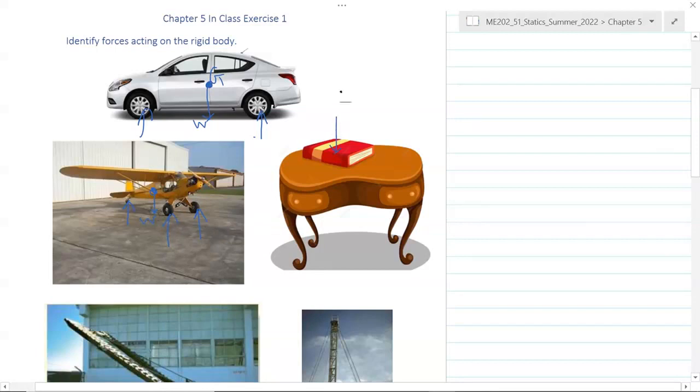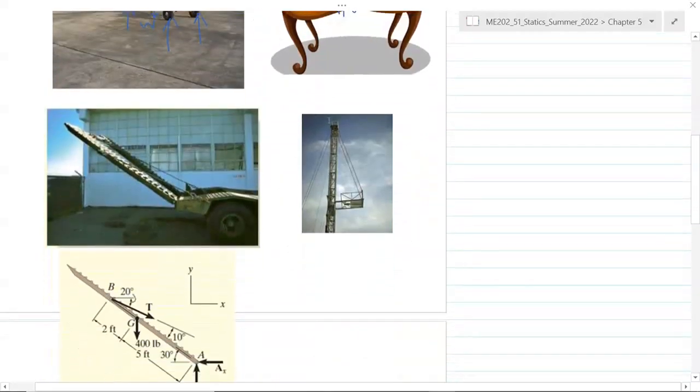For this book, the weight of the book acts downward, but then there is normal force acting from the table in the upward direction that prevents the book from going further down. So that's the free body diagram.